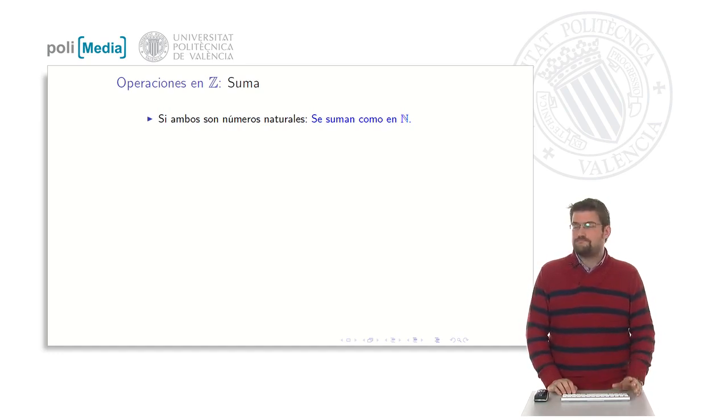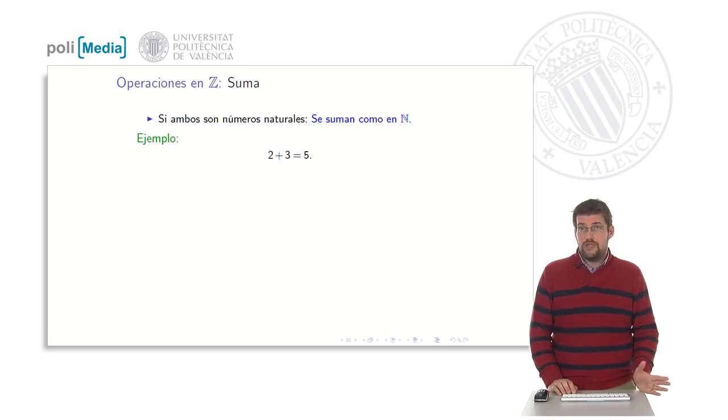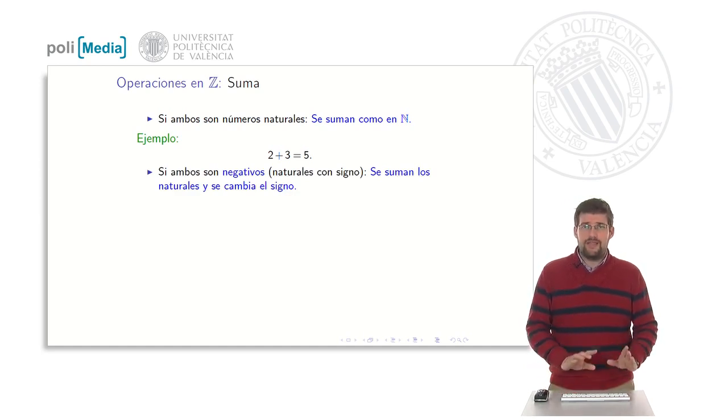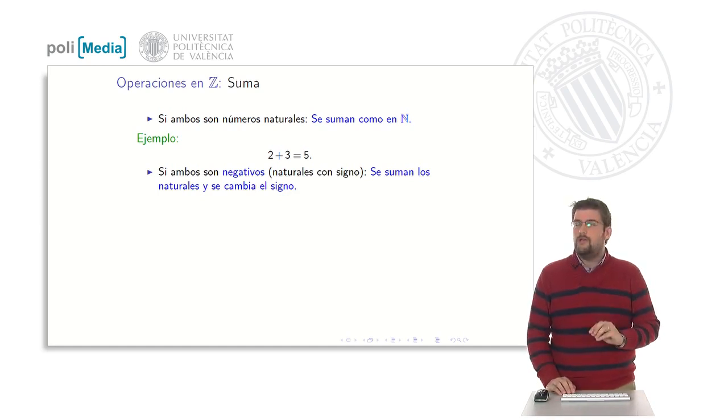First, let's consider addition. How do we add integers? Let's examine it in various cases. If both integers are natural numbers, how do we add them? We add them just like we do with natural numbers. For example, 2 plus 3 equals 5. However, if both numbers are negative, meaning they are natural numbers with a negative sign, we first add the natural numbers and then change the sign of the result. For example, minus 2 plus minus 6, we add 2 and 6, and then we change the sign.